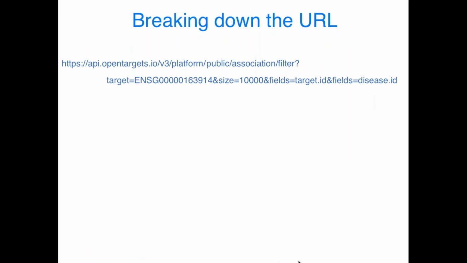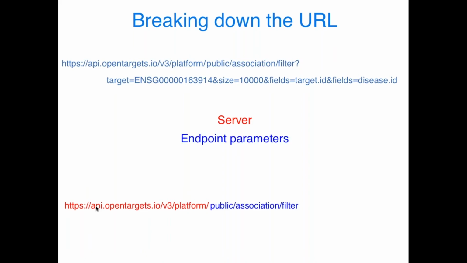So I would like to break down the URL of the OpenTarget REST API. This is an example here. It looks very complicated, so it's worth breaking this down into smaller chunks. So first of all, we've got the server. This is the address of our server for the OpenTarget REST API. And then from there, we move on to the endpoint parameters.